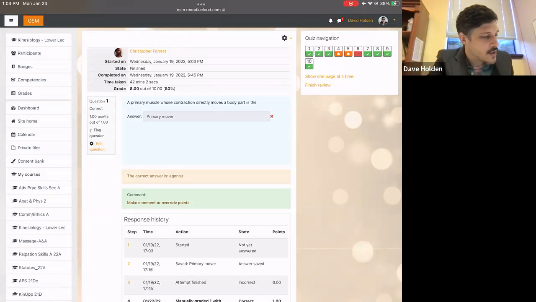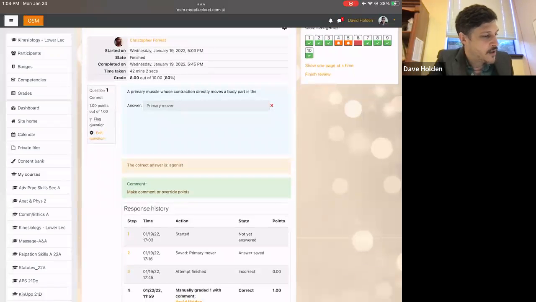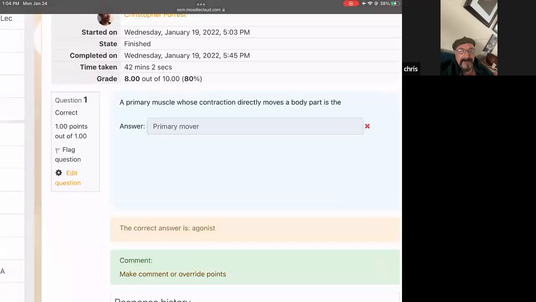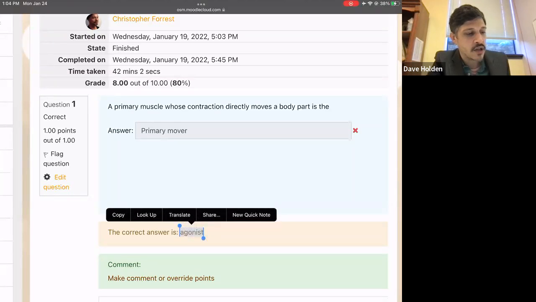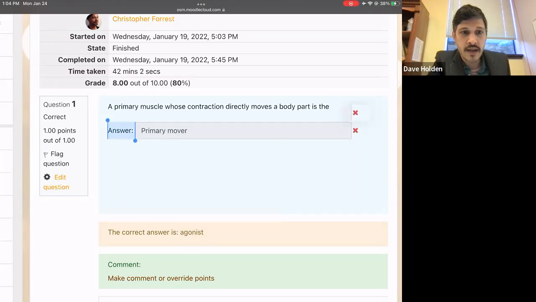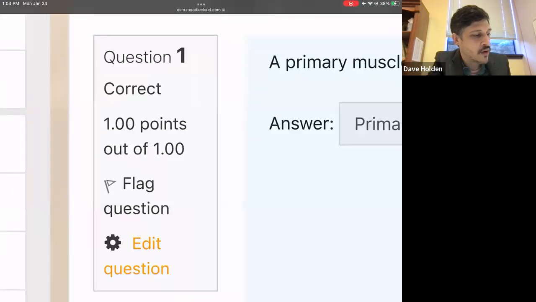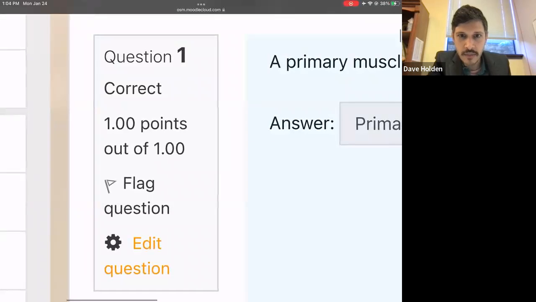I pulled up the quiz specifically. The first question: a primary muscle whose contraction directly moves a body part, that's the prime mover or agonist. Now, you typed in primary mover, but the computer was looking for the word agonist. So you'll see it marked you wrong over here, but I have to manually go through. I gave you full points for that question.